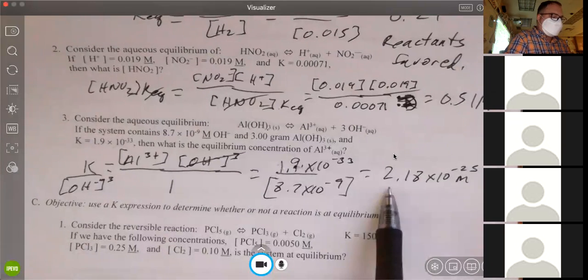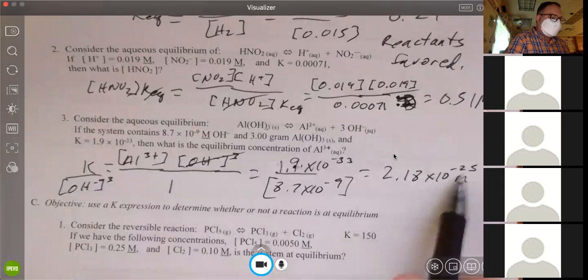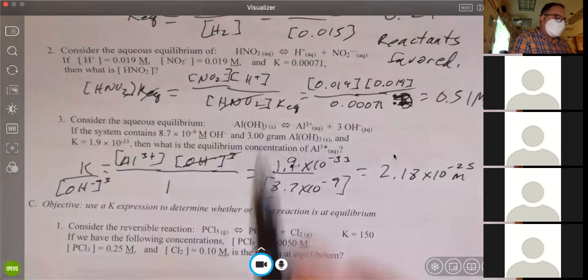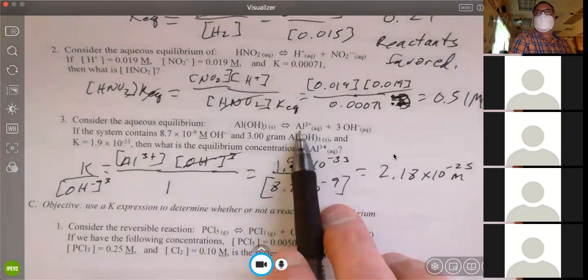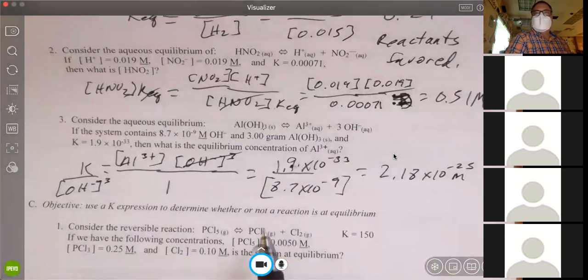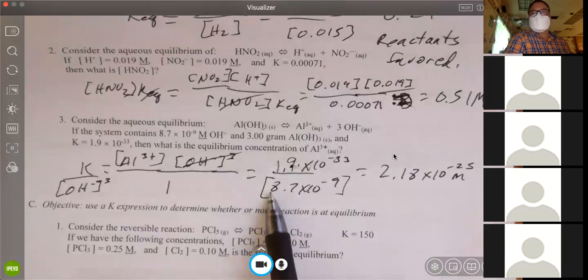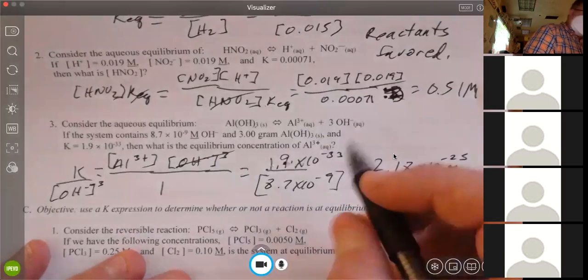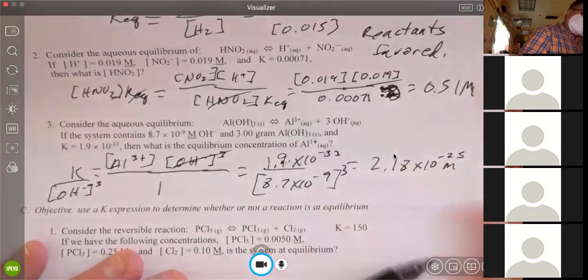So if we take a look, we get 2.18 times 10 to the negative 25th moles per liter for that. Well, let's do this. For every 1 mole of aluminum, how many moles of hydroxide do you get? 3. Wait, don't you need to cube that? Oh, dang it. Yep. Thanks. I forgot to cube it. That means this is going to be wrong.